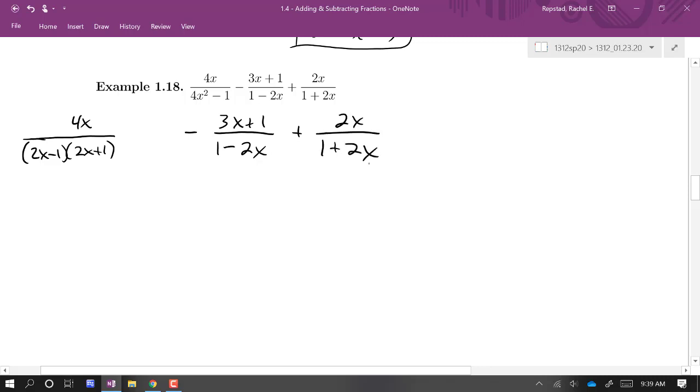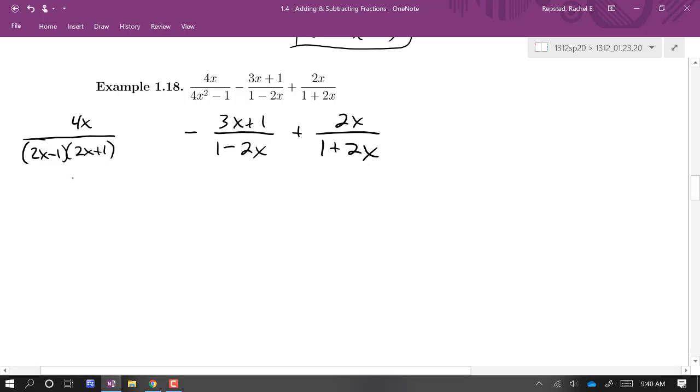Okay, so right now we're seeing maybe some similarities, like maybe they share some factors. 1 plus 2x is obviously the same as 2x plus 1, right? So those really are the same, and in my next line I'm going to replace it with that. 1 minus 2x isn't quite the same as 2x minus 1, though. What can we do? Take a negative 1. We'll take out a negative 1.